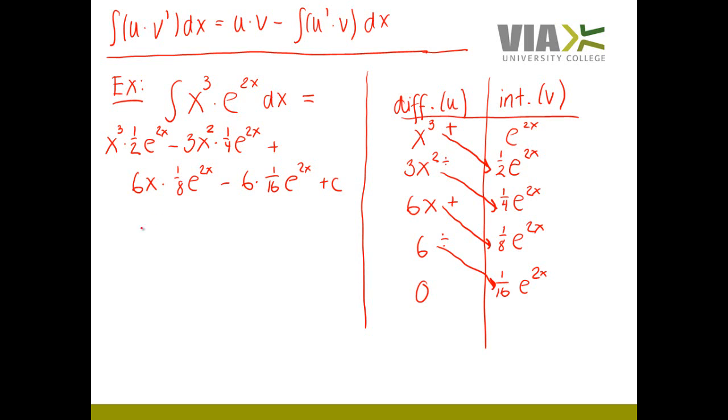So now I'm almost there already. I just need to simplify this a bit. What do I have here? I have 1/2 x to the power of 3 times e to the power of 2x minus 3/4 x squared times e to the power of 2x plus, then it must be 6/8, which is the same as 3/4 x times e to the power of 2x minus 6/16, that must be the same as 3/8 e to the power of 2x plus c.